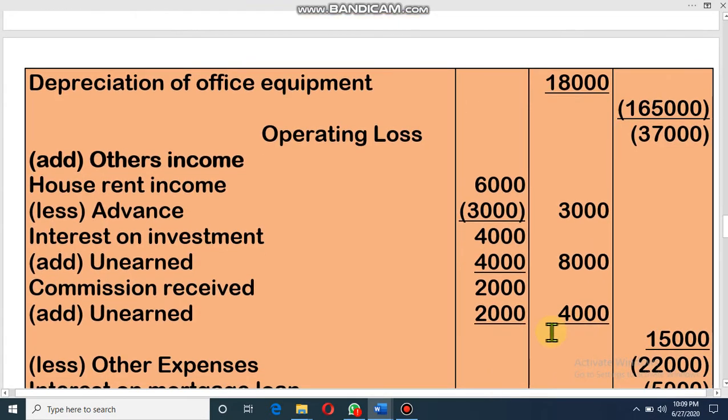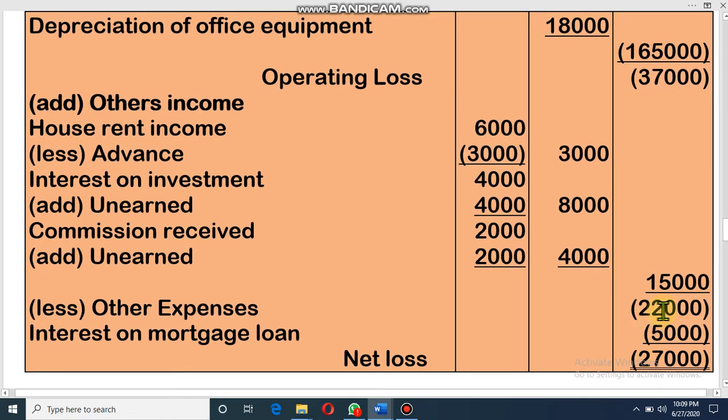So dear student, this 3,000 income, 8,000 income, 4,000 income, total 15,000 other income. Earlier we have 37,000 loss, now 15,000 income. So loss decrease. Now it is 22,000 less other expense.